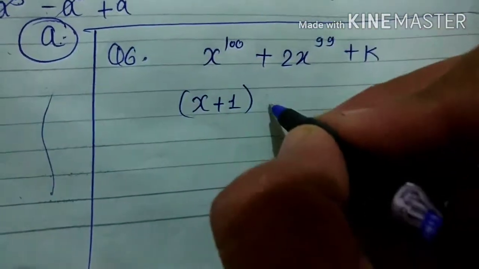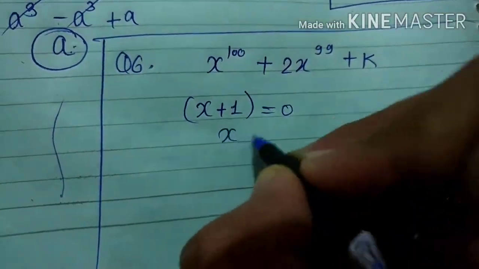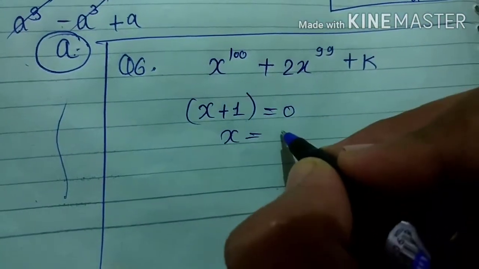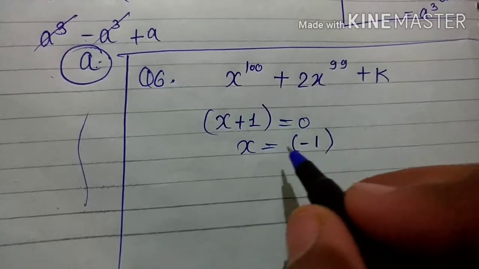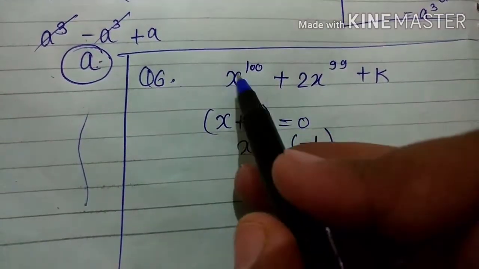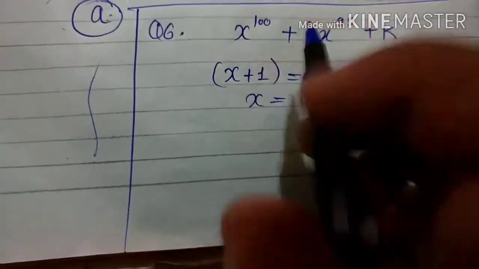So we can write x plus 1 equal to 0. In this way we get the value of x as minus 1. Now we will put this value, minus 1, in this equation. Wherever x is coming, we will put minus 1.